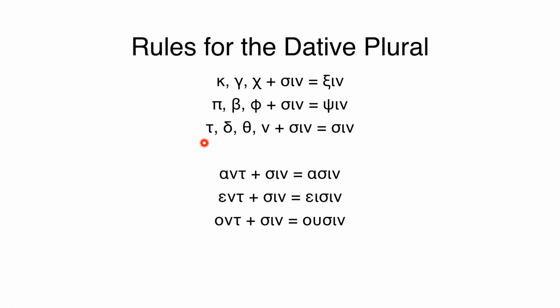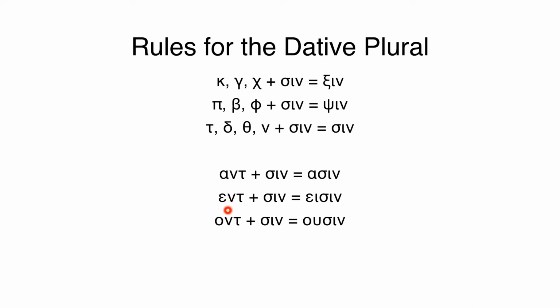When we have tau, delta, theta, or nu, plus the sigma, those letters will drop out and the sigma will remain. So the dative plural ending becomes sin. These other rules are also relevant. If the noun ends in these consonants, ant, when we add the sin ending, we find asin. In other words, the nu plus the tau have dropped out.